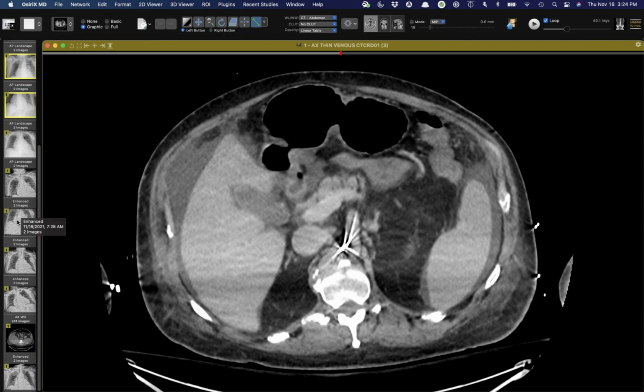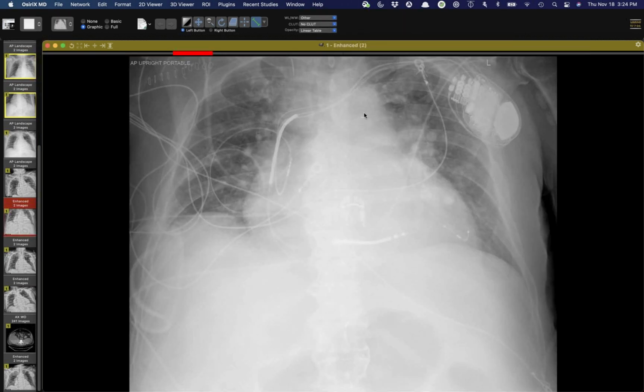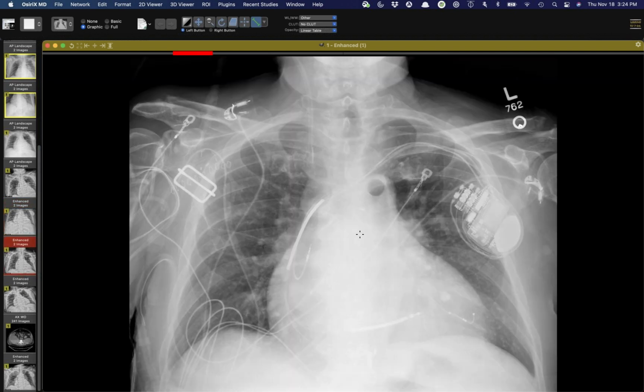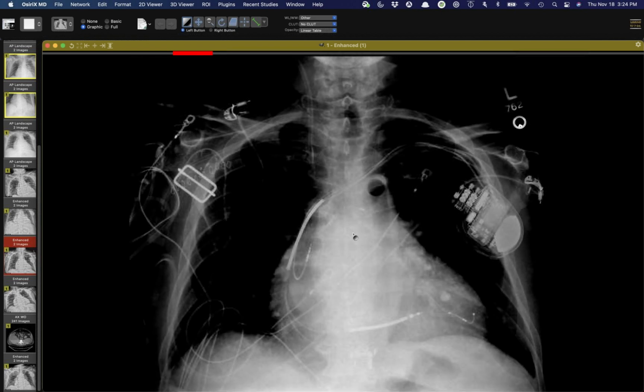Now, this person's been here a while. I'll go forward a few days. Here you can see the same horizontal configuration. And then I think it's perhaps this one. Yeah, and now you can see that it's migrated a little bit more proximally.